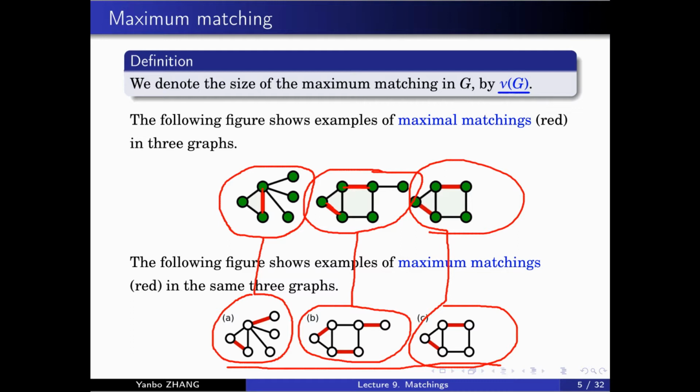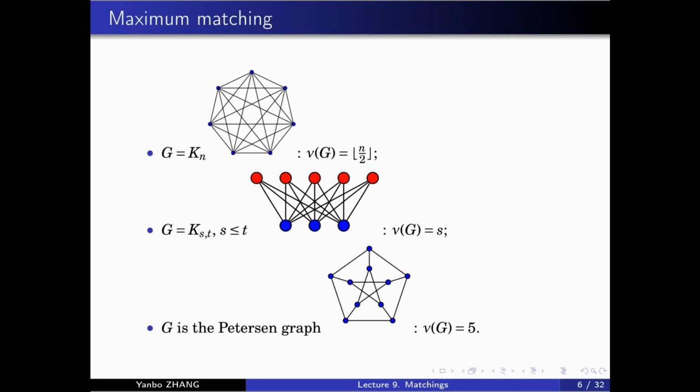Here you must remember that the size of the maximum matching in G is nu(G). Now we calculate the size of a maximum matching in some special graphs. In the complete graph Kn, if n is even, then it has a perfect matching. If n is odd, then it has a matching covering n minus 1 vertices. For instance, in this graph K7, we can find a matching with 3 edges.